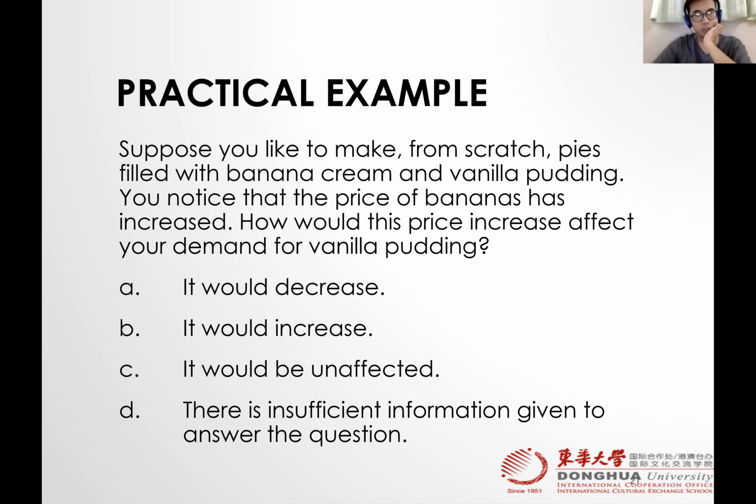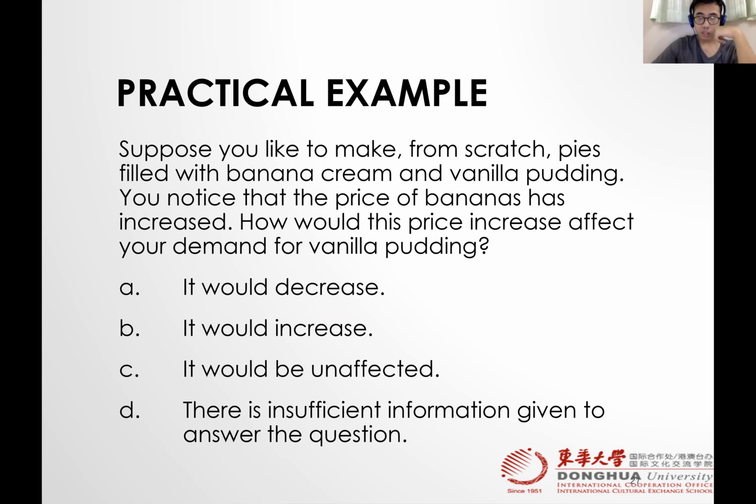You're making pies, and pies include two ingredients, banana cream and vanilla pudding. Price of banana rises, so what should be the effect on vanilla pudding? It would be increased. Increase.